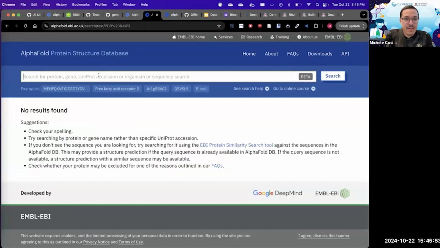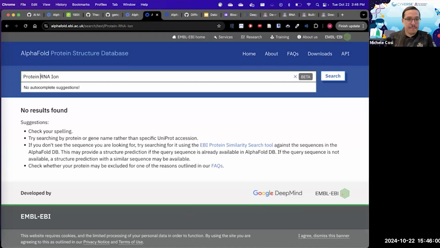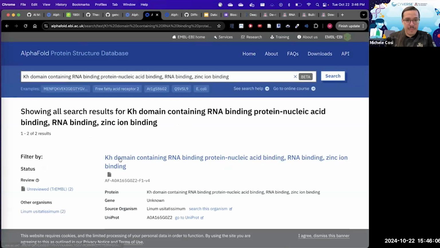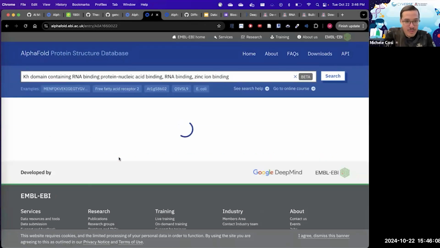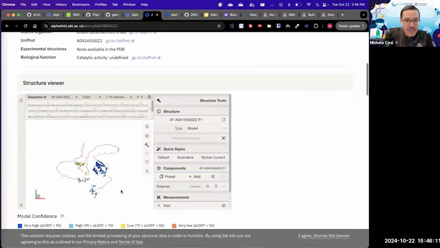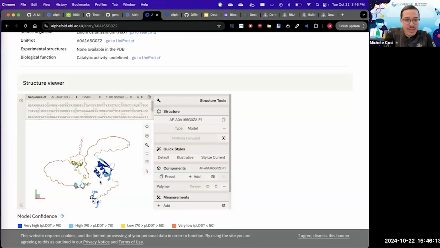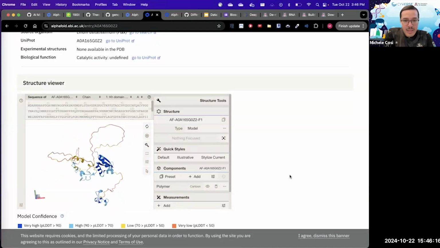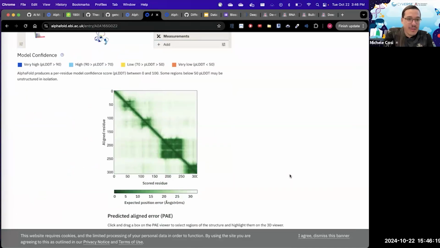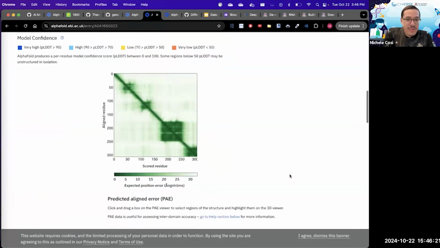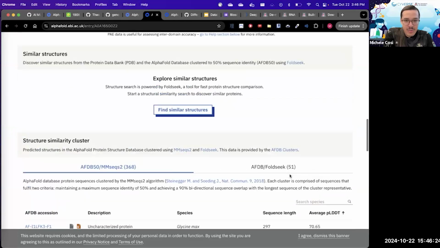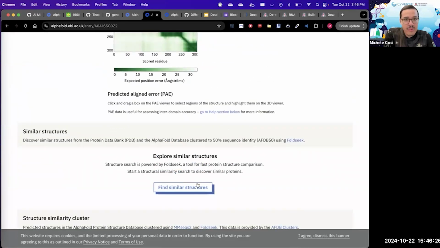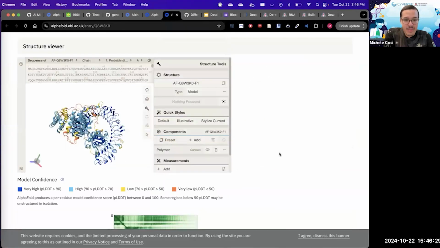Let's try that again. This is probably not the same protein, or not that I know of, but it does do something similar, which is allow you to view the protein itself and give you some extra information about the model confidence, for example, similar structures, which it does not load at the moment.